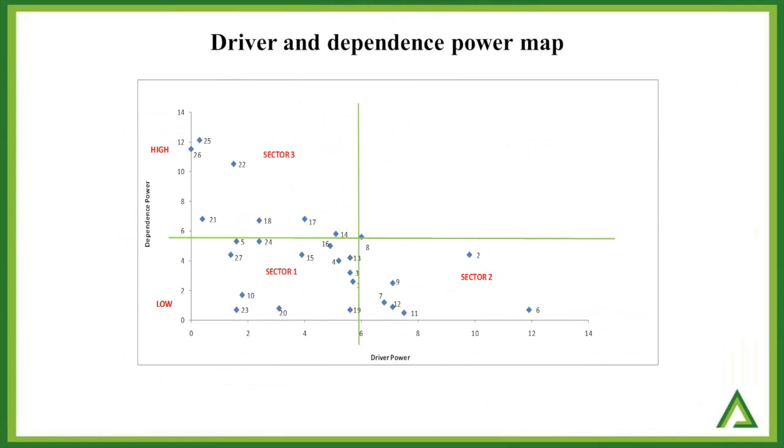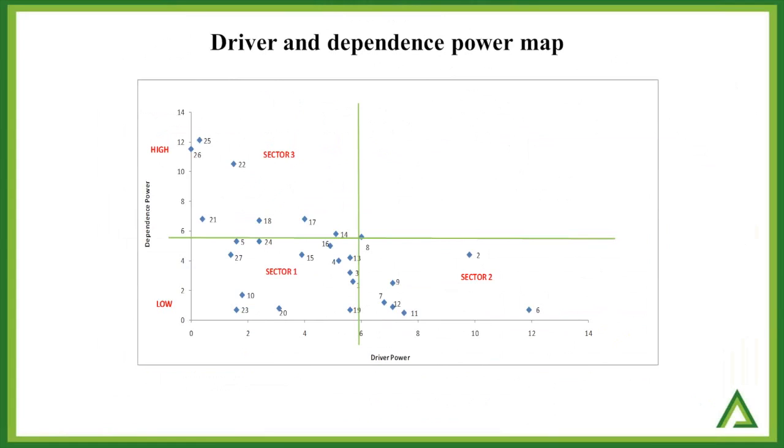What you see as the different numbers are the risk categories which I had shown you before. So instead of naming them, I had put the actual numbers here. And you see some risks in sector 2, where the driver powers are high, and some in sector 3 where the dependence powers are high. That means these are the ones which are getting impacted by others, and driver power high means these are the ones which are impacting other risks.